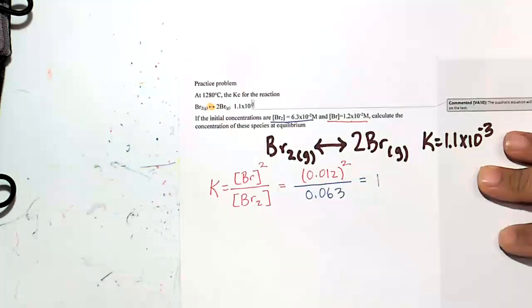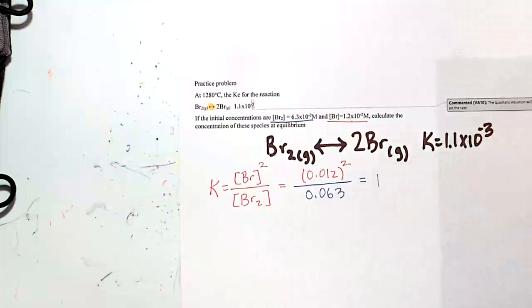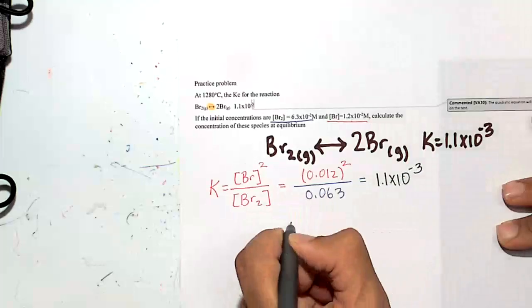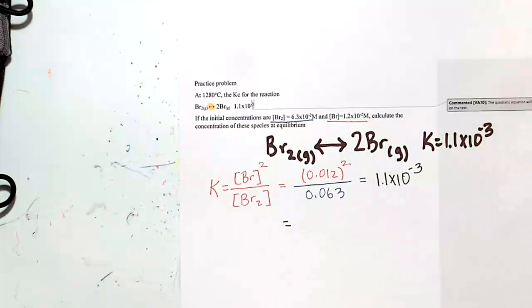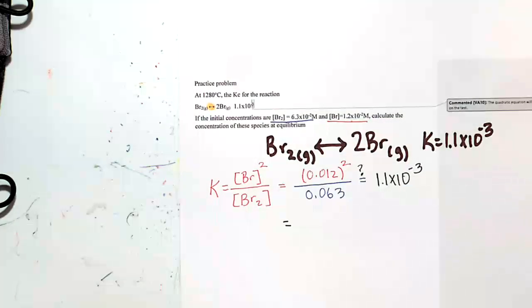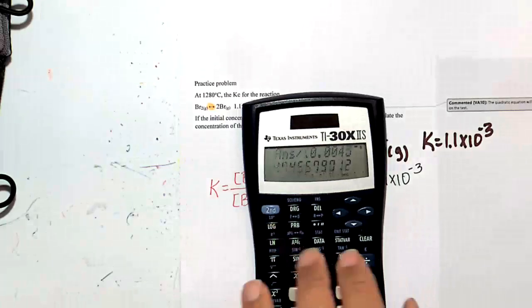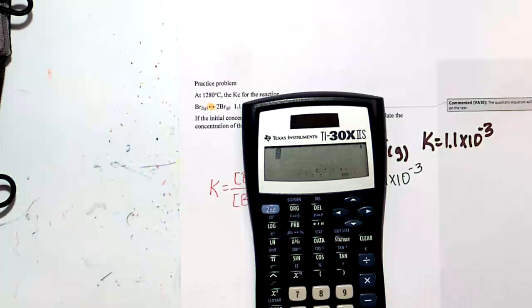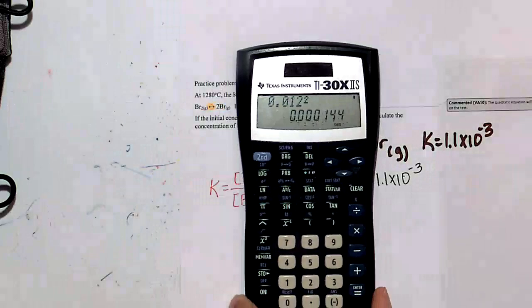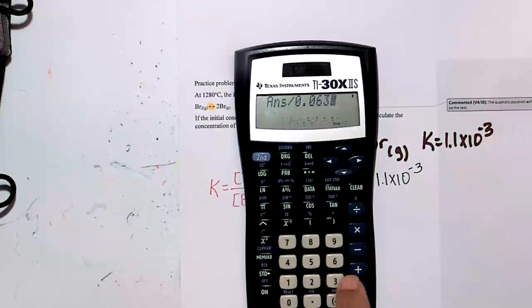Should equal 1.1 times 10 to the minus 3. All right. Everyone get this step here? So let's see if it does equal 1.1 times 10 to the minus 3. So what's 0.012 squared divided by 0.063?